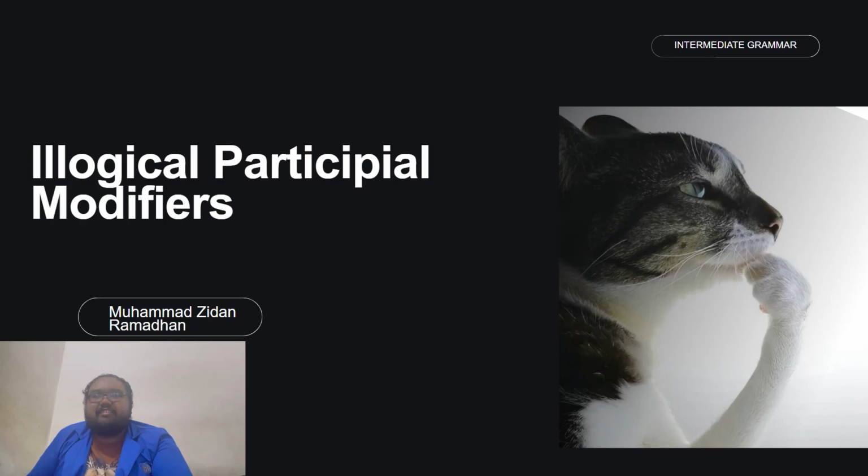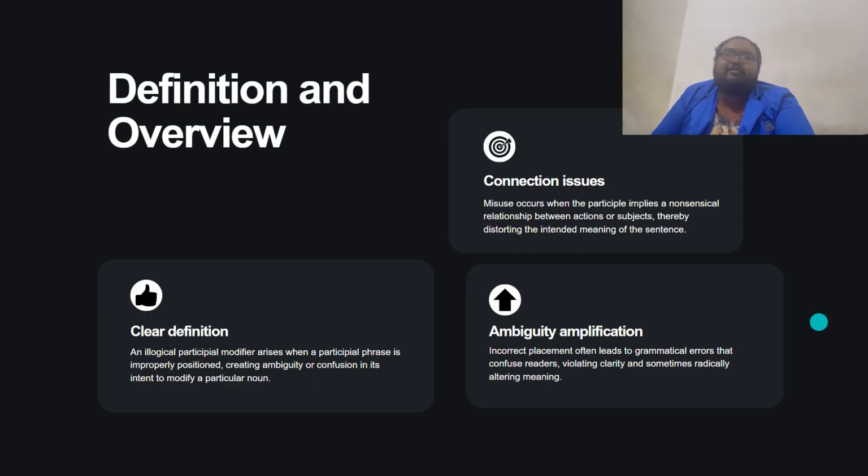Okay, for the next one, I'm going to explain illogical participial modifiers. Okay, for the definition and overview of illogical participial modifiers, the definition: an illogical participial modifier arises when a participial phrase is improperly positioned, creating ambiguity or confusion in its intent to modify a particular noun.